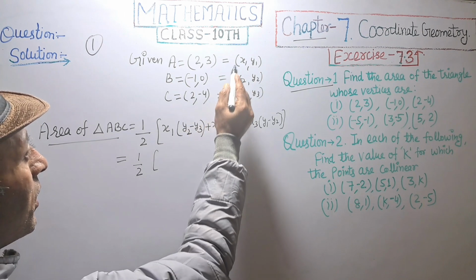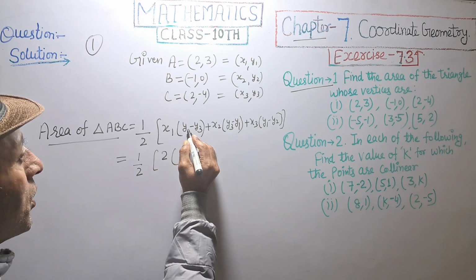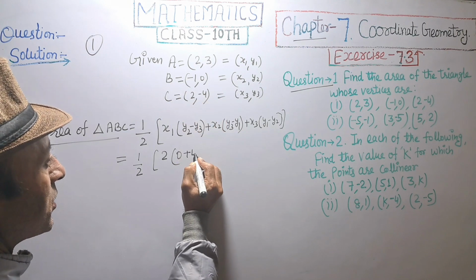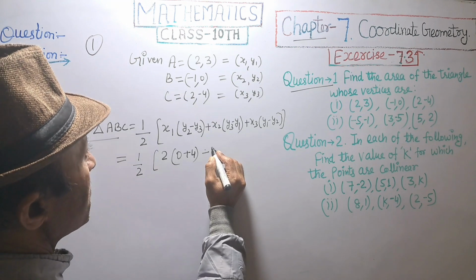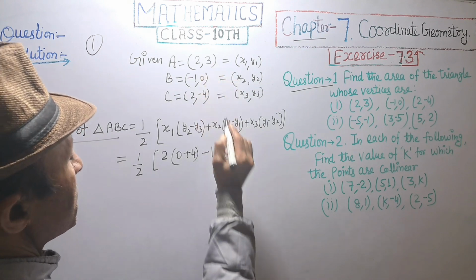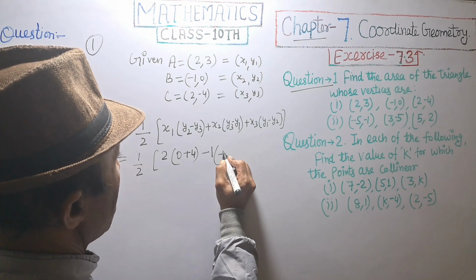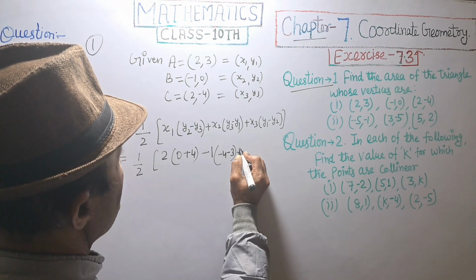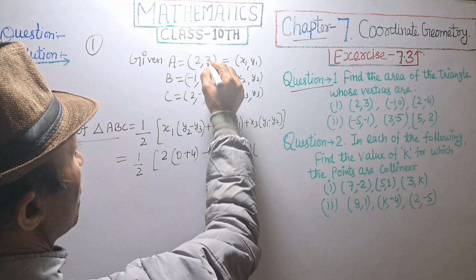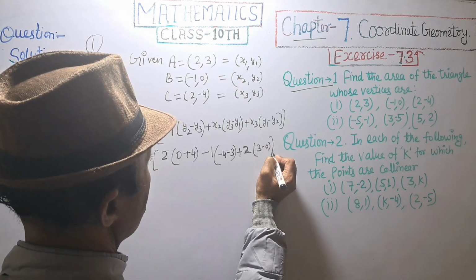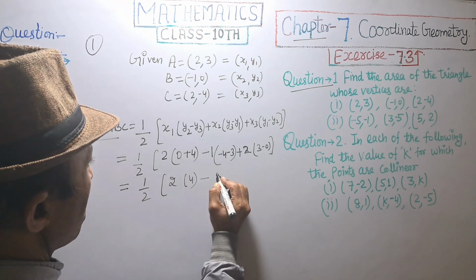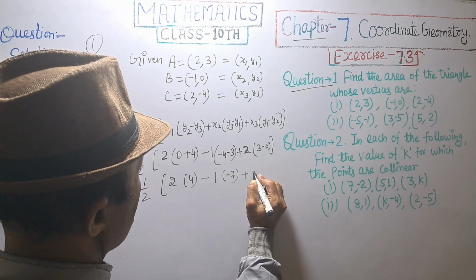1/2, x1 is here 2, into y2 minus y3, that is 0 minus (-4), plus 4, plus x2 is -1, into y3 minus y1, that is -4 minus 3, plus x3 is equal to 2, into y1 minus y2, that is 3 minus 0. That is equal to 1/2 [2 into 4, minus 1 into -7, plus 2 into 3].